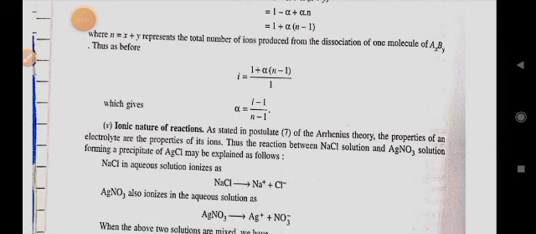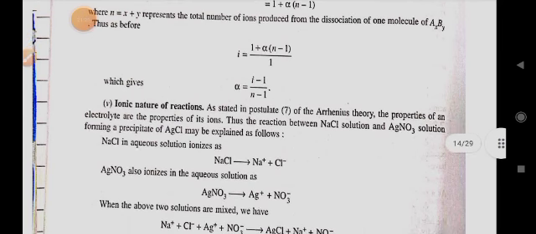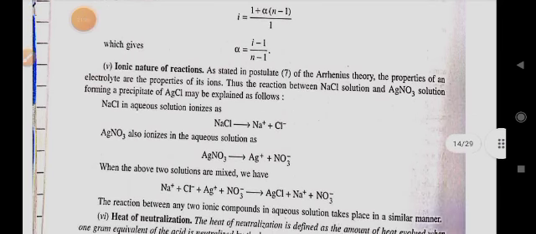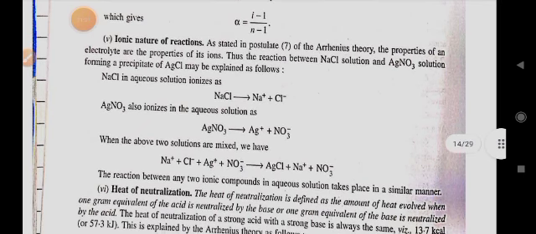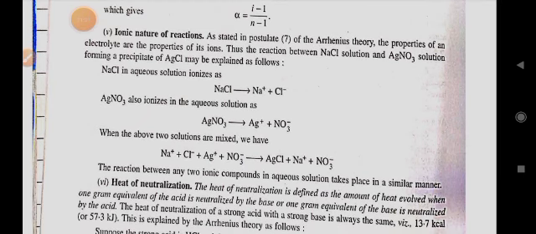Thus, as before, i is equal to 1 plus alpha (n minus 1) upon 1, which gives alpha is equal to i minus 1 upon n minus 1. Ionic nature of reactions.